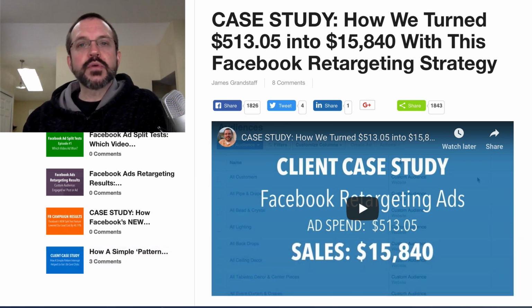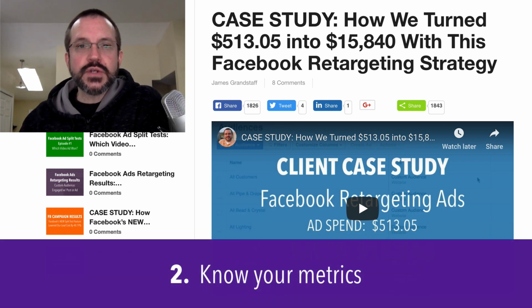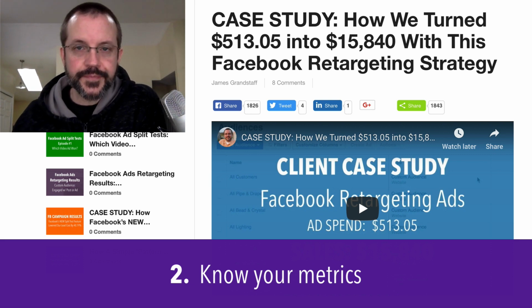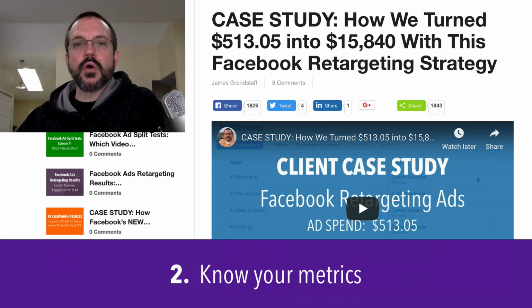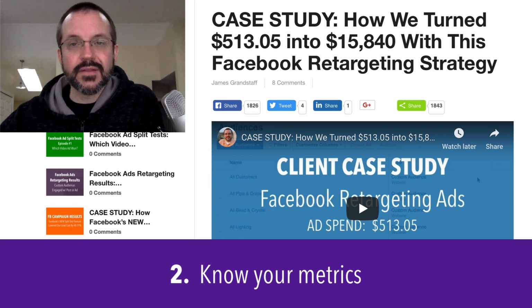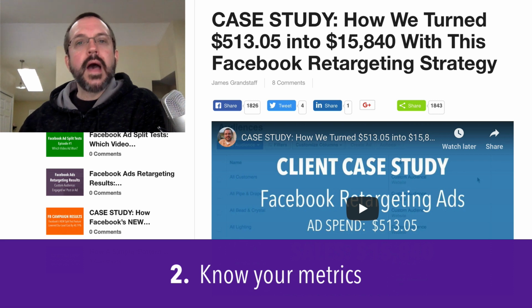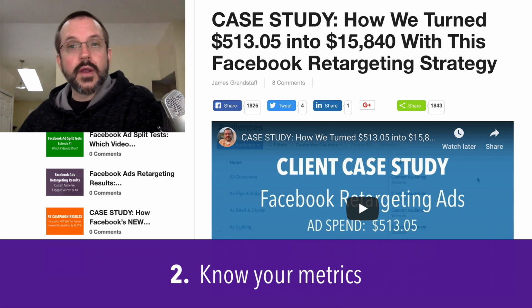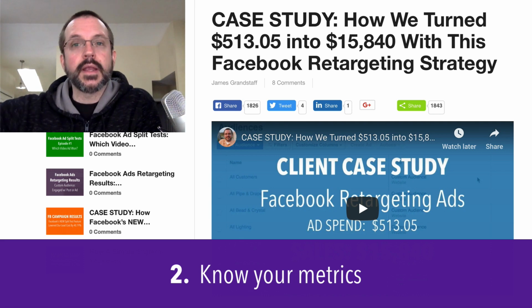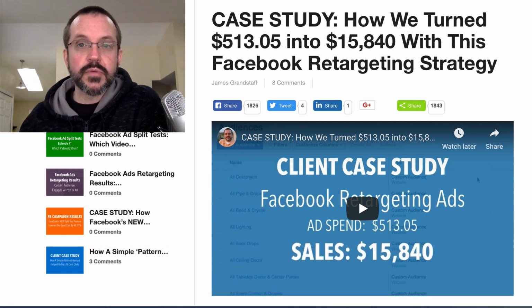Number 2, the second way to get better results from your Facebook ad campaigns is to know your metrics, right? So once we know what it costs to get a customer, once we know what we earn per customer, like the lifetime value, then we know how much we can afford to pay for one if we have to go a little higher, and how we can go about scaling our campaigns. Got to know the numbers.